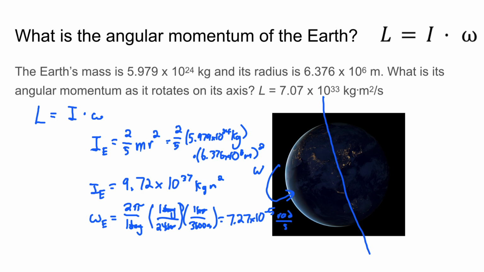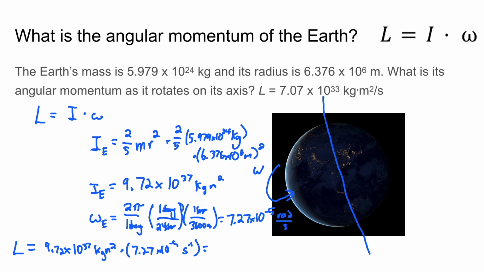So we can then plug all this back into our angular momentum equation. We take our moment of inertia, the inertia of the Earth as it rotates around its central axis, which is 9.72 times 10 to the 37th kilogram meters squared. And we multiply that times our angular velocity, which is 7.27 times 10 to the negative fifth radians per second.